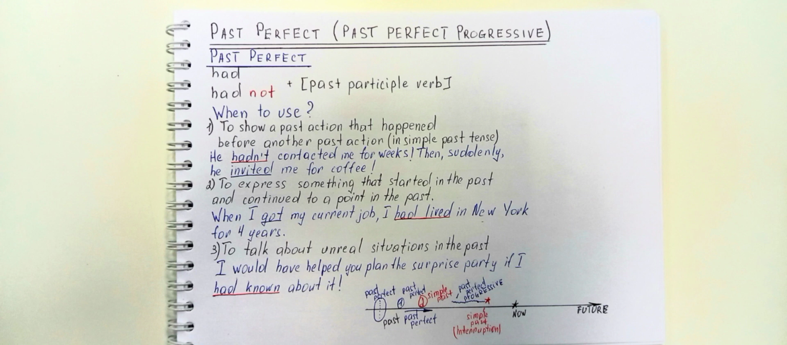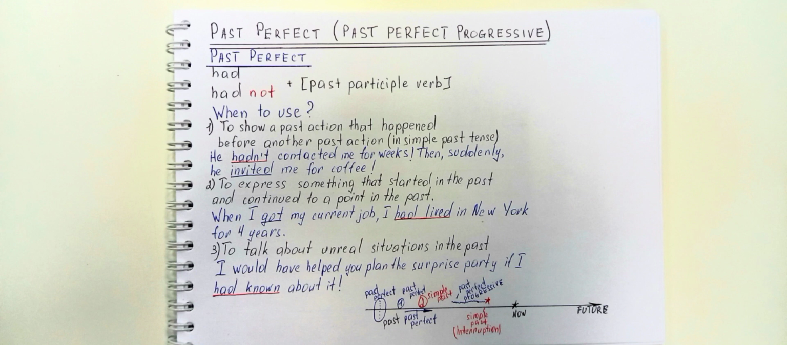So this is the first point. Hadn't contacted me for weeks. This is the situation. Then suddenly he invited me. So this is a simple past tense comment. He invited me for coffee. So my simple past thing happened next. So we can show this progression of actions here.